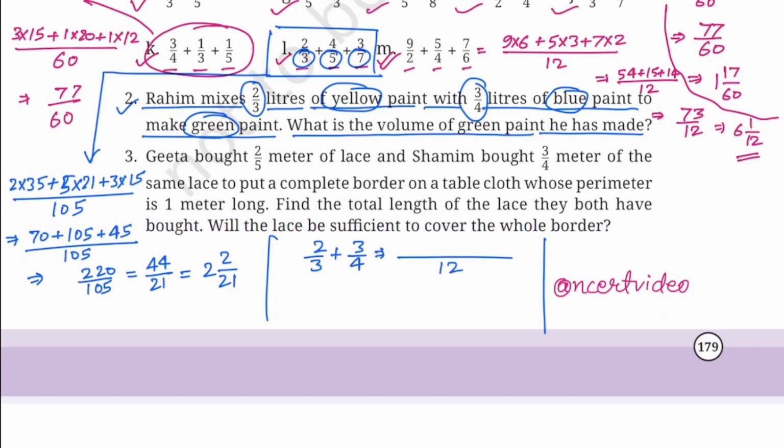Common multiple of 3 and 4 is 12. So you have to multiply 2 with 4 and 3 with 3. The answer is 1 whole 5 upon 12.